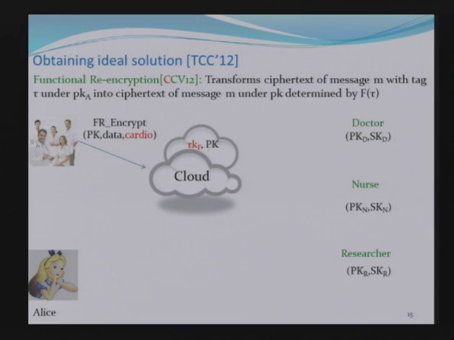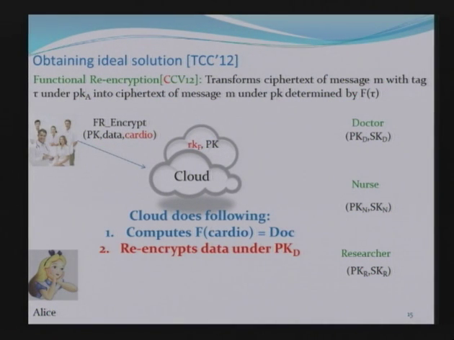Okay, let's see an example. Suppose we were encrypting data with some tag cardio, right? And Alice wanted that only the doctor should be able to read this data and no one else. Okay, then what will the cloud do? Somehow, in an oblivious manner, the cloud will compute f of cardio, which will result in doctor. And the cloud will re-encrypt this data under the doctor's public key. So what comes out is an encryption of the data under PKD, which is the doctor's public key. And so now only the doctor will be able to decrypt this data.